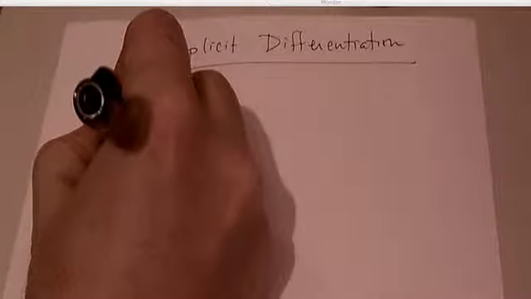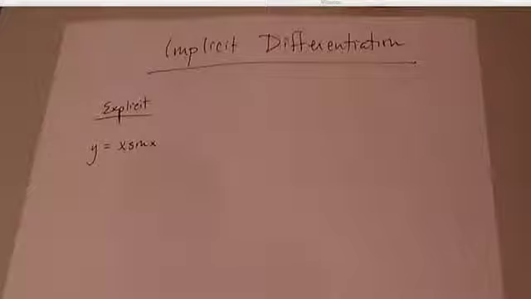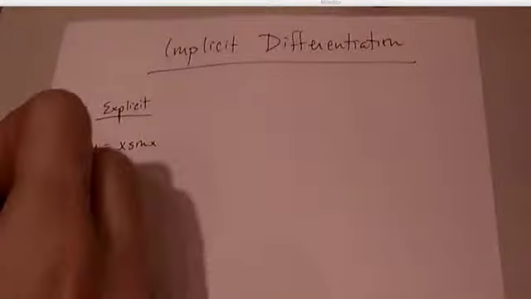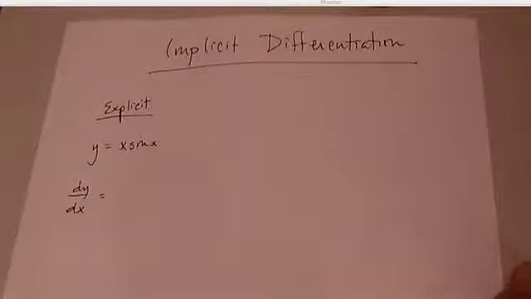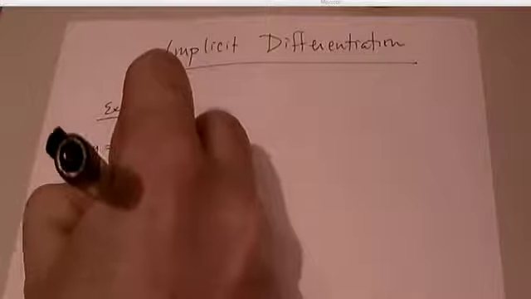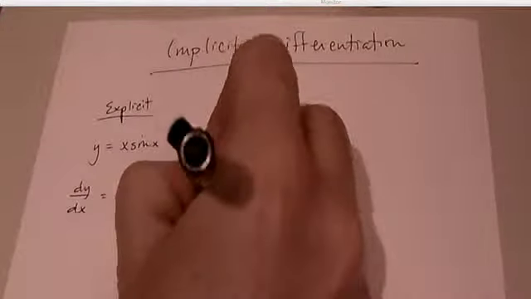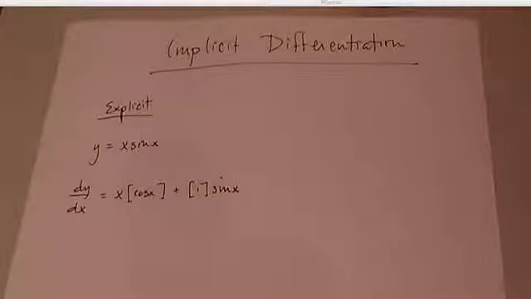If we have an explicit equation, that's where you can actually isolate y. So y is equal to x sine x or something like that. You know exactly what y's relationship is to x. And so when you differentiate, you simply have to use the product rule here, and you have x cosine x plus the derivative of x times sine x, okay? And that's easy enough.